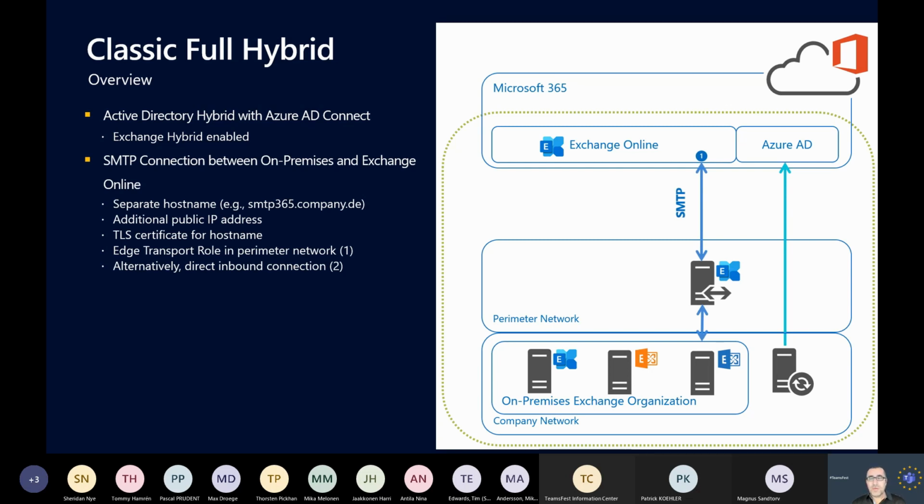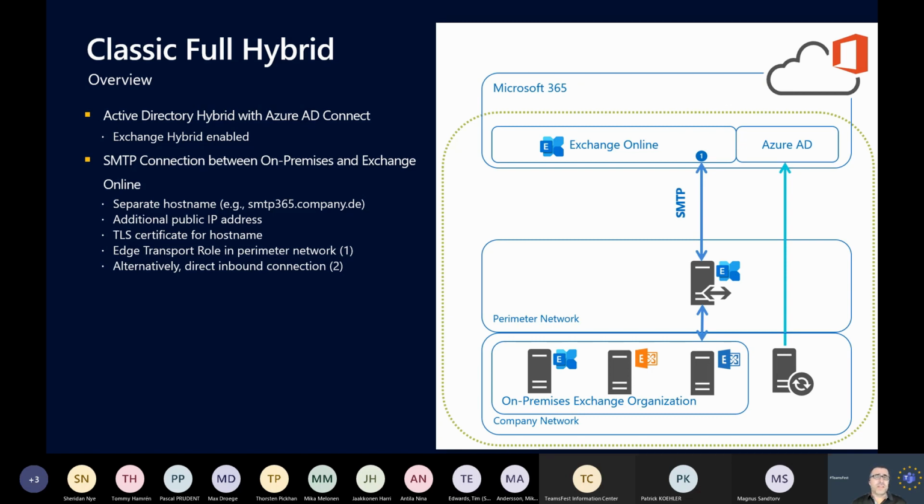For mail flow, it is required to connect the on-premises Exchange organization and Exchange Online directly. So you have to establish an Exchange-to-Exchange communication. Normally, you would try to avoid a direct communication spanning the perimeter network. That's where the Edge Transport role comes into play. The Edge Transport role has been around since Exchange 2007, but it never received much love. It's a stepchild of Exchange, so to speak.